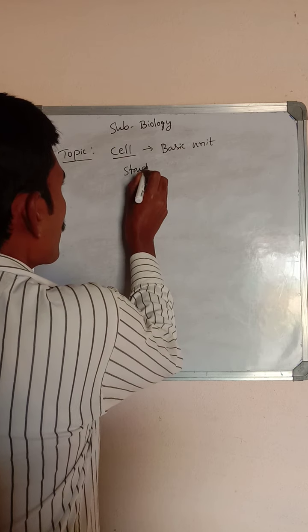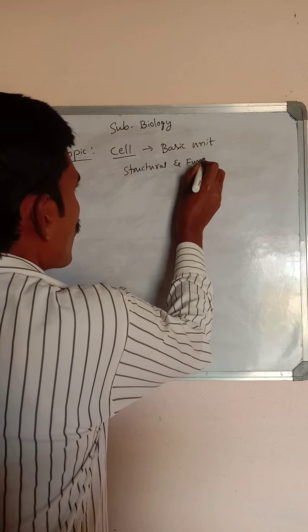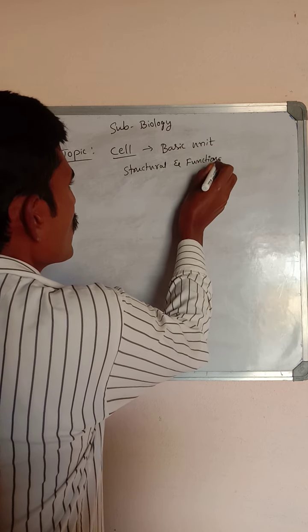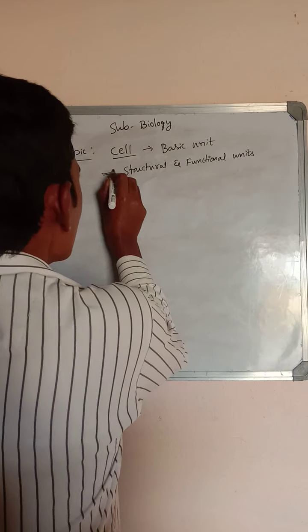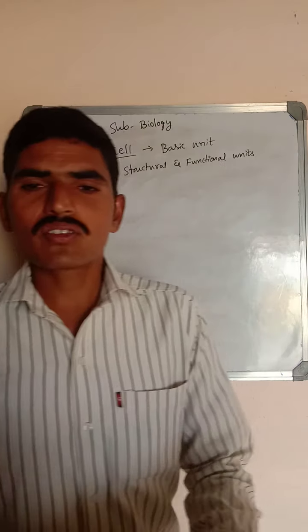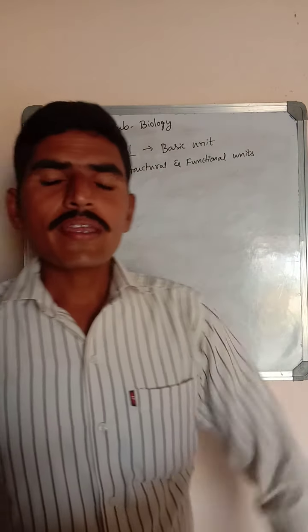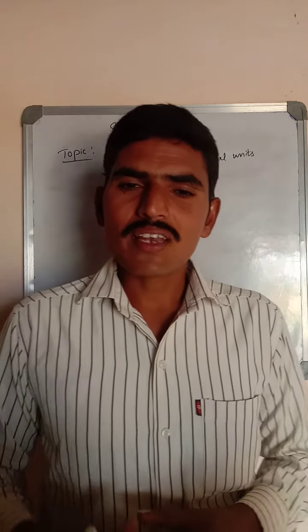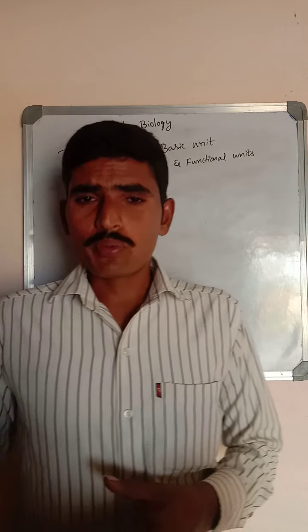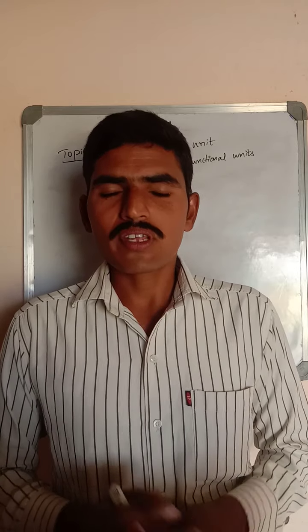structural and functional units of our life. Why do we call them the structural and functional units of our life? Because they make our body, that's why they are structural, and they do all the functions like respiration, digestion, excretion, and all other life processes inside our body.